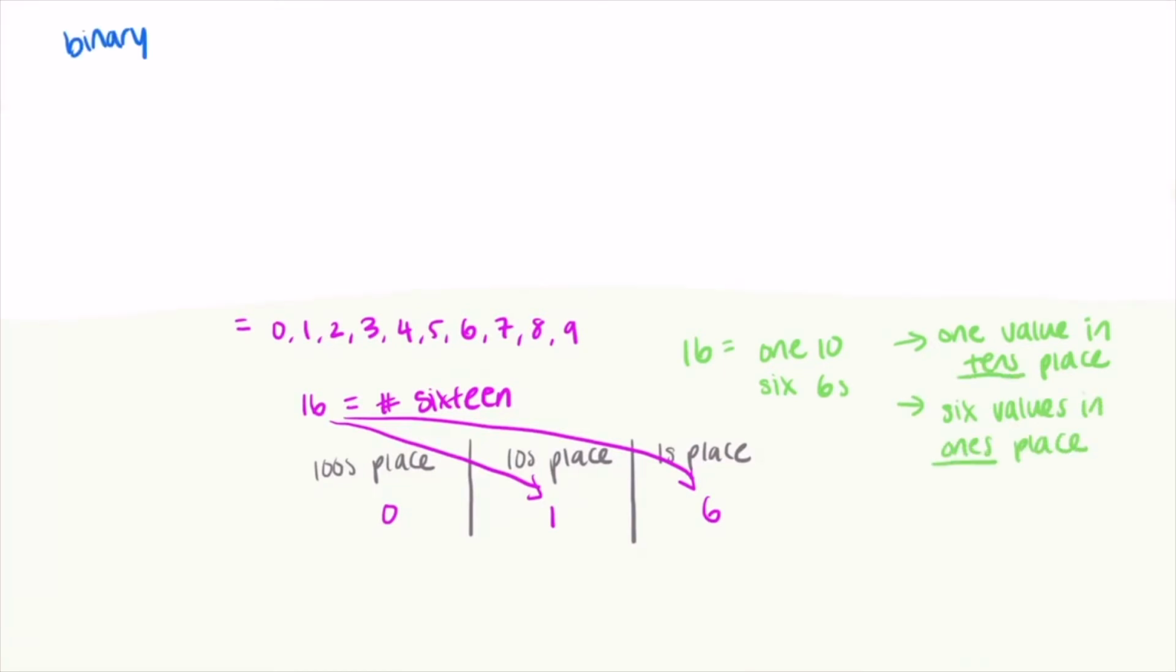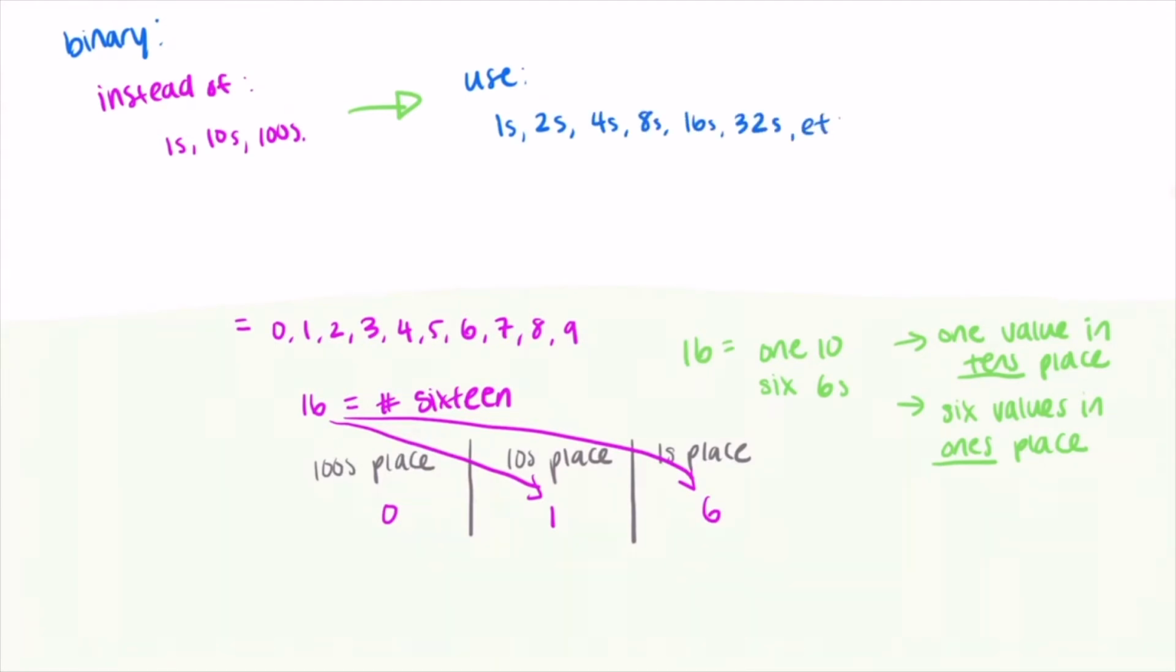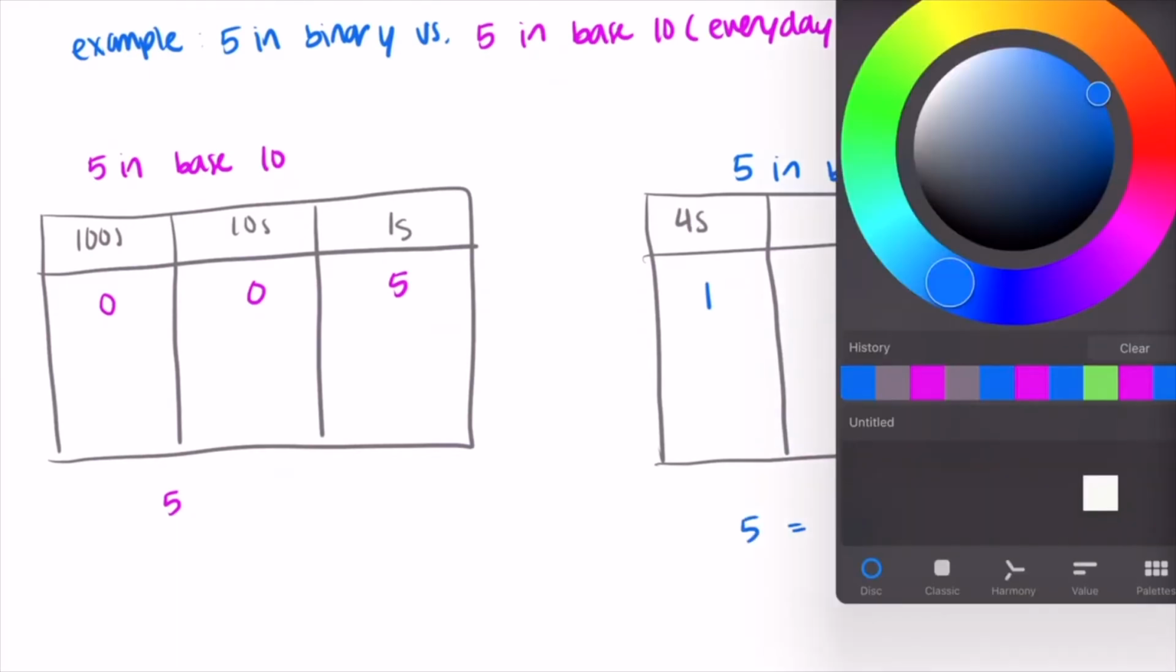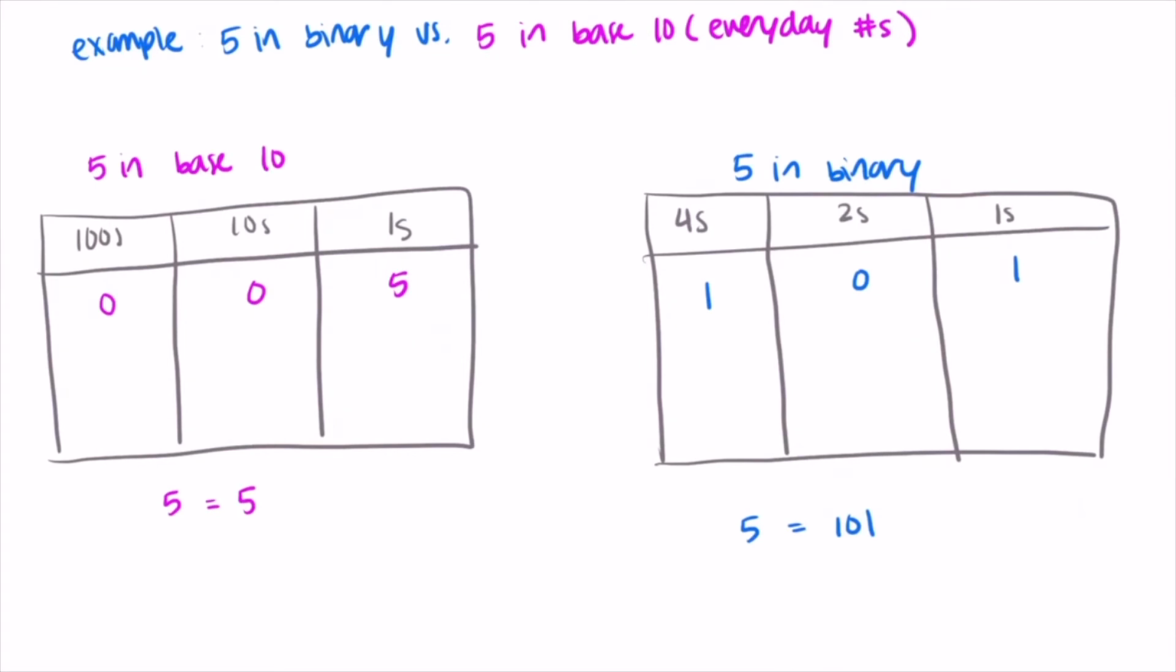Binary is very similar. However, instead of using ones, tens, hundreds, and so on, we use ones, twos, 4s, 8s, 16s, 32s, etc. Take the example of representing 5 in binary. In binary, the number 5 is equal to 101. Why? It is because there is 1 four, 0 twos, and 1 one.